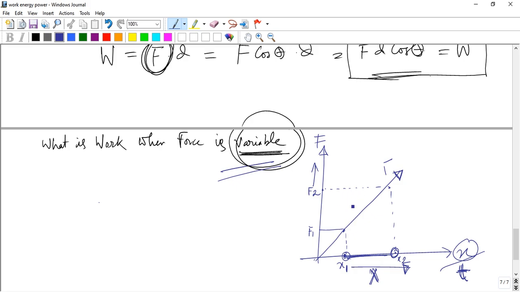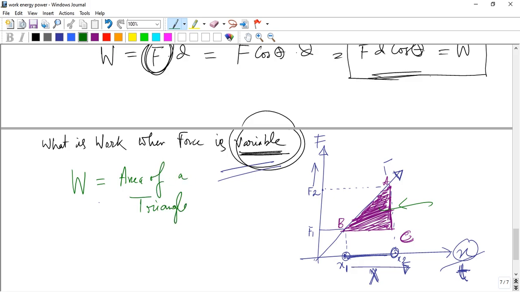What is work done when force is variable? There is an easy concept: if I draw a triangle and get a shaded region here, these shaded regions, or the area of the triangle A, B, C, represent work done when force is variable. So work done equals this area of a triangle.